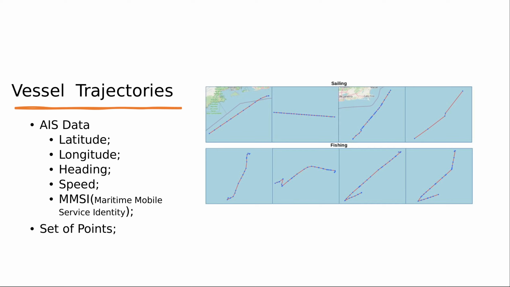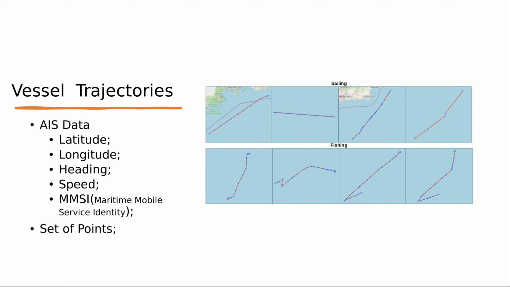With regard to vessel trajectories, they are composed of a set of AIS messages. AIS messages have data such as latitude, longitude, heading, speed, and MMSI, where MMSI is Maritime Mobile Service Identity. It's a kind of vessel ID.